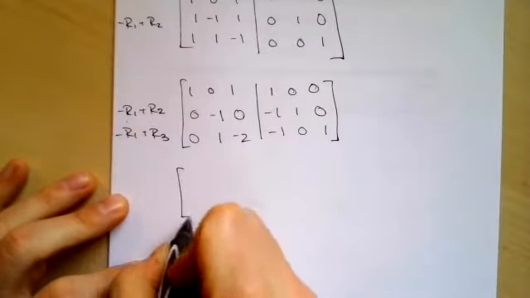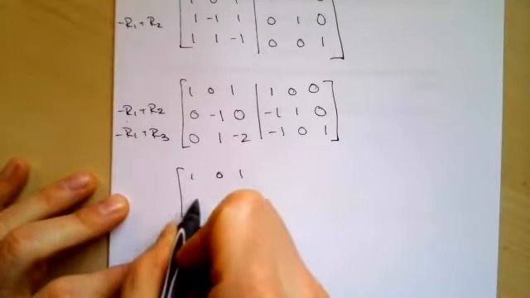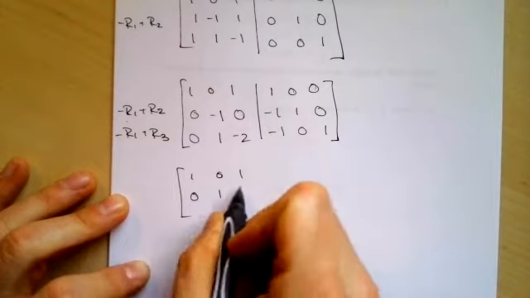So closer. Go ahead and multiply row 2 by a negative.